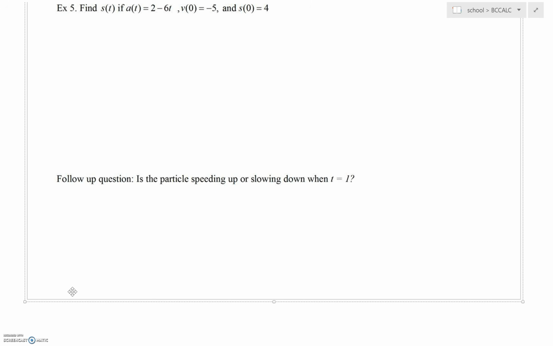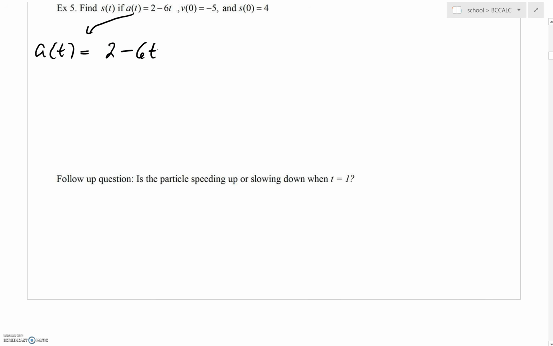Find the position function if the acceleration function a of t is equal to 2 minus 6t, while the velocity at time 0 is negative 5, and the position at time 0 is 4. Well, if I know that my acceleration is 2 minus 6t, I could take an antiderivative with respect to t.